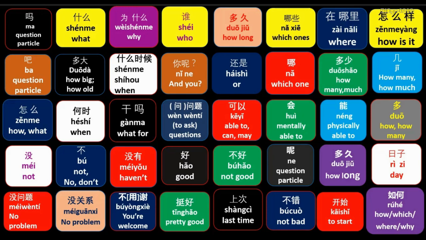Wonderful. 不错 not bad. 不错 not bad. We're doing great, aren't we? 挺好 pretty good. 不错 not bad. So you see what we're doing here? If somebody asks you 你好, you can also go 不错, which means not bad. You're doing good. That's actually a polite way of answering it. Some Chinese don't use 我很好 to respond to 你好. They actually prefer 不错. So you can also use 不错 if you like.